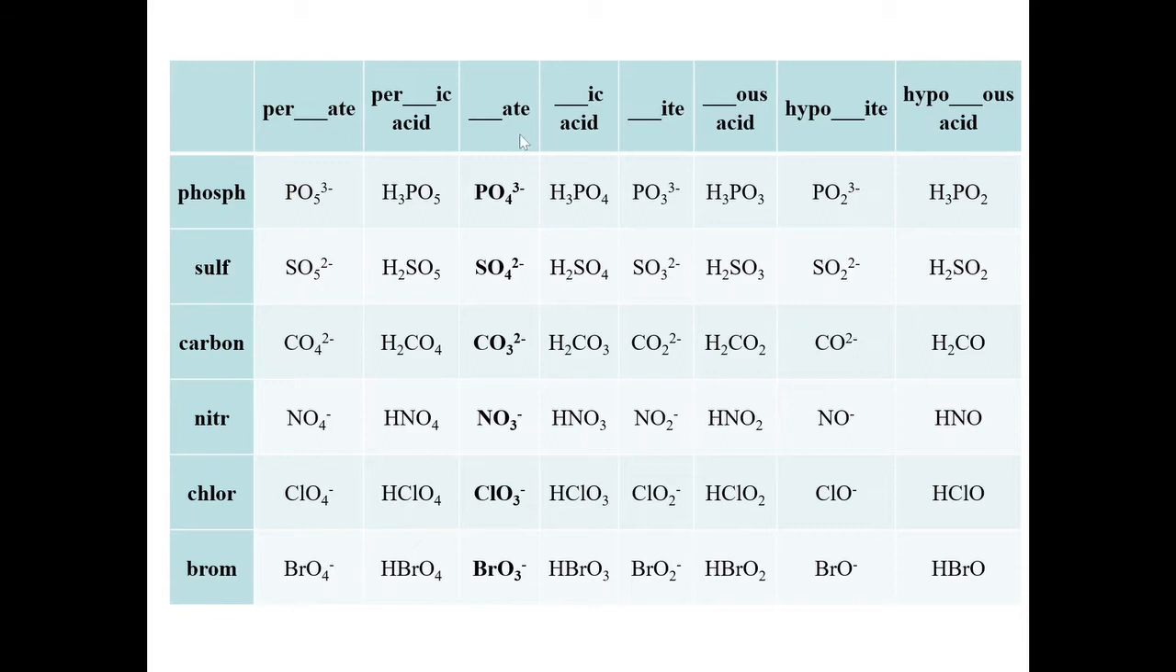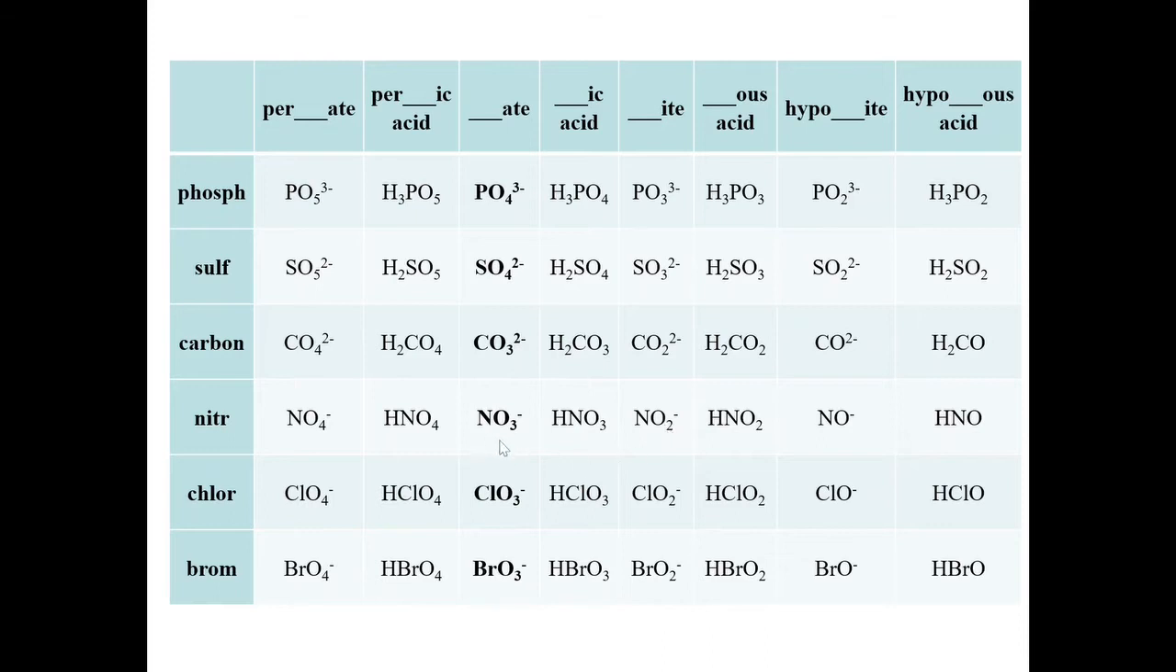Related to the ATE ions are the ITE ions. And if you look at the ATE column versus the ITE column, what you should notice is the only thing that changes is the number of oxygens. So phosphate has 4 oxygens, phosphite has 3 oxygens, and that pattern is the same for every one of these. Carbonate has 3 oxygens. Carbonite is not actually stable and doesn't truly exist, but if it did, it would have 2 oxygens. So this table is about a pattern, not necessarily about ions that truly exist.